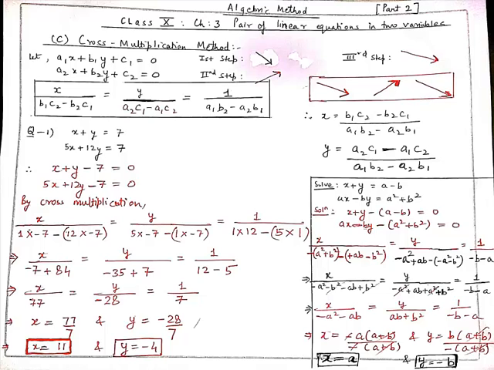Now our second question for today: we have to solve the following linear equations in two variables by the cross multiplication method. Our linear equations are x plus y equal to a minus b and ax minus by equal to a square plus b square. First we will write this pair of linear equations in the form a1x plus b1y plus c1 equal to 0. Therefore we can write this as x plus y minus of a minus b equal to 0 and ax minus by minus of a square plus b square equal to 0. Now in this question, students, see the signs very carefully.